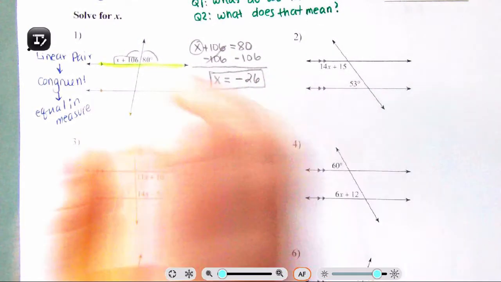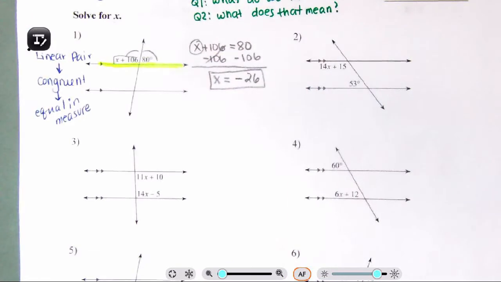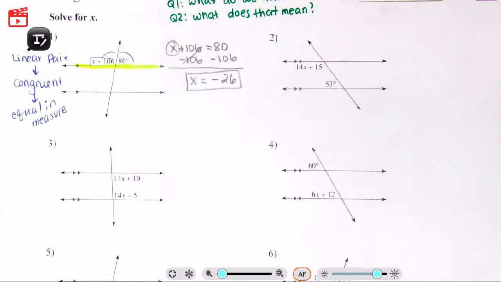Again, what is our objective? Our objective is to get x by itself. Is x by itself? Yes, it is. We're done.